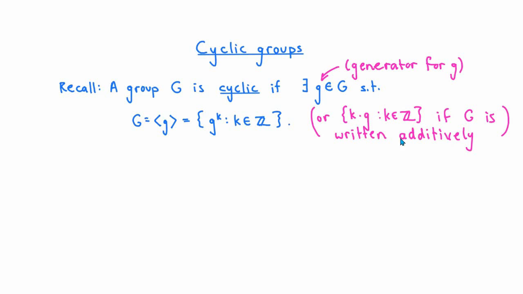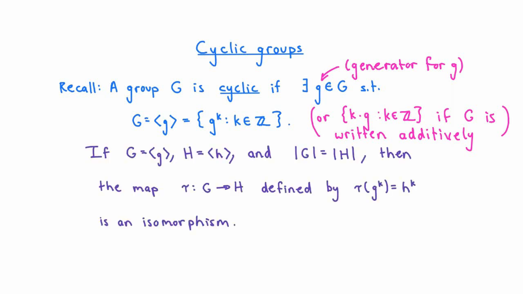If g is written additively, then instead of writing g to the k for the group generated by the element little g, we write this set as the set of multiples k times g where k runs through the integers. We've already seen this kind of distinction many times in our examples in previous videos, so hopefully you're getting comfortable with it by now.